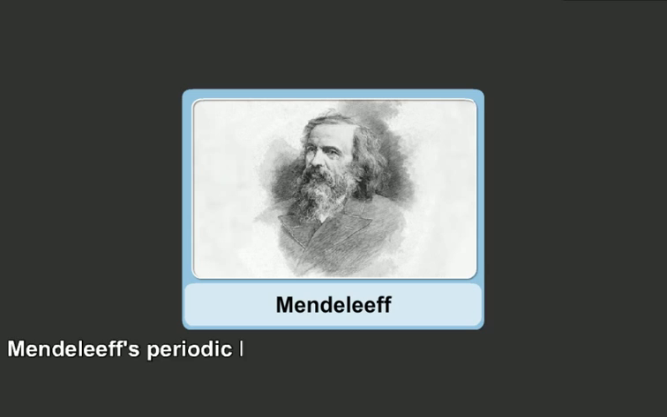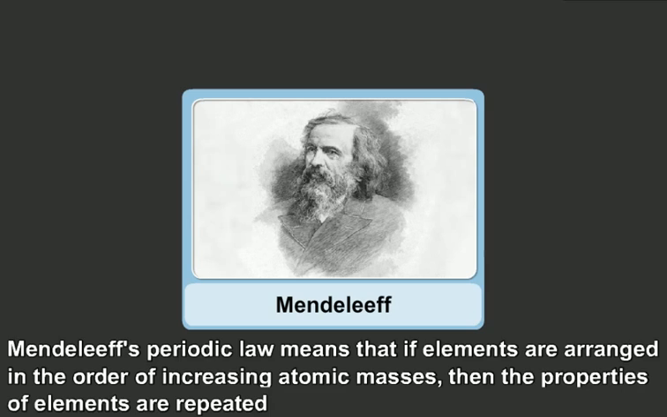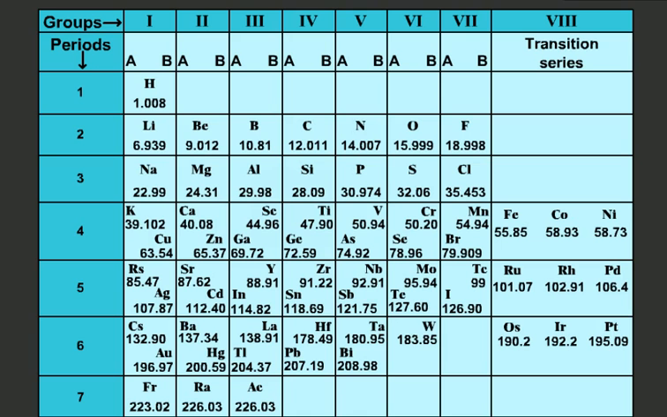Mendeleeff's periodic law means that if elements are arranged in the order of increasing atomic masses, then the properties of elements are repeated after regular intervals or periods. Students, Mendeleeff arranged all the then known elements in the order of increasing atomic masses in horizontal rows in such a way that elements having similar properties came directly under one another in the same vertical column or group.